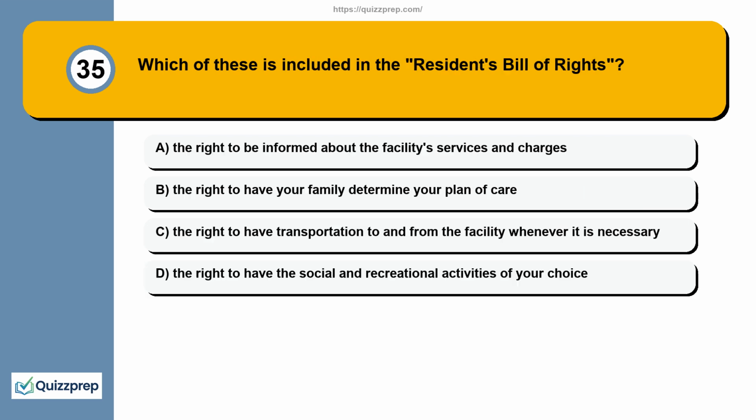Question 35. Which of these is included in the Resident's Bill of Rights? The right to be informed about the facility's services and charges. The right to have your family determine your plan of care. The right to have transportation to and from the facility whenever it is necessary. The right to have the social and recreational activities of your choice.